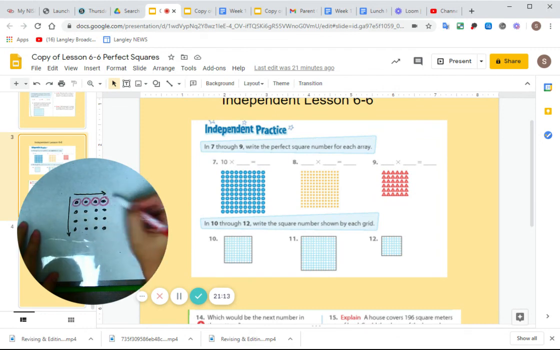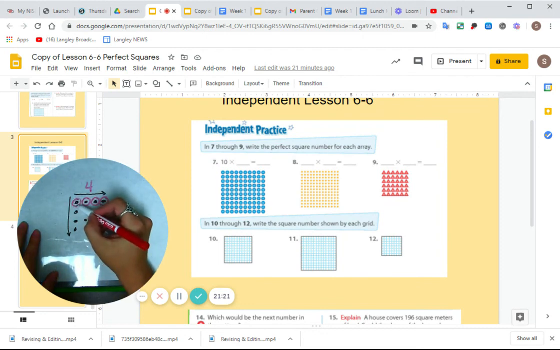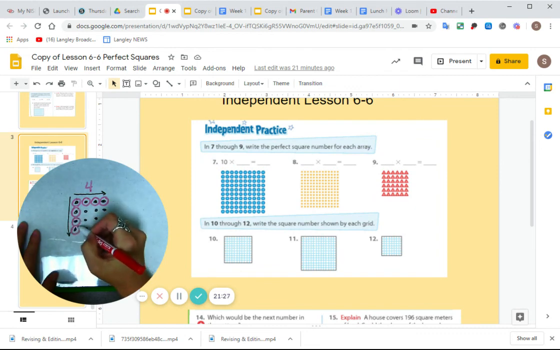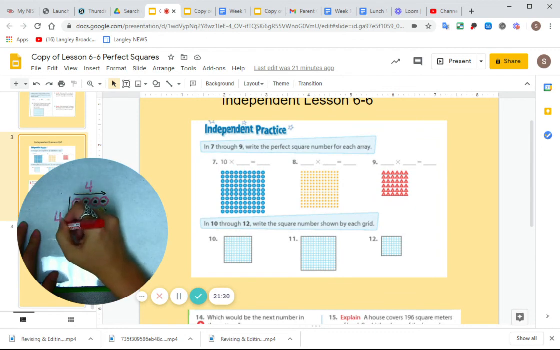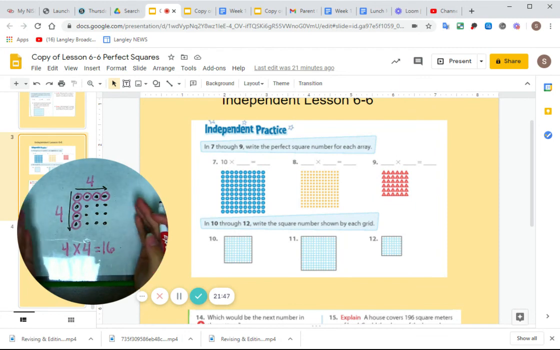So I have 1, 2, 3, 4. So how many went across? 4. Good. Now I'm going to count the ones that go down. I'm going to count this one again. 1, 2, 3, 4. How many went down? 4. So we should know that a perfect square is a number times itself. So I got 4 times 4. What will that equal? 16. Good job. So this is what you're going to do for questions 10, 11, and 12, and even 8 and 9.